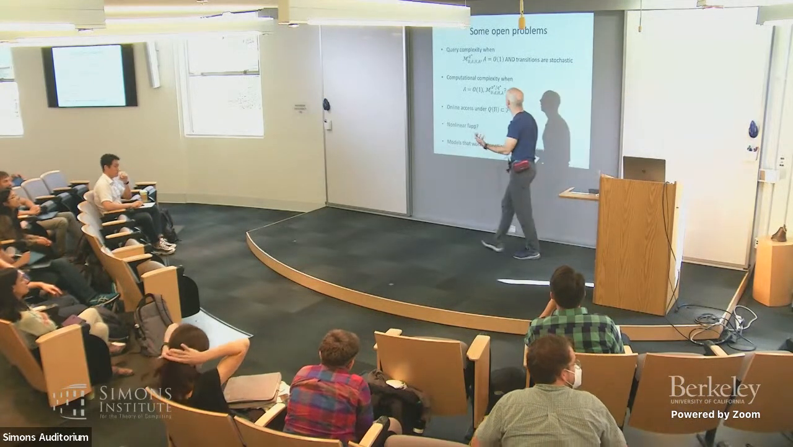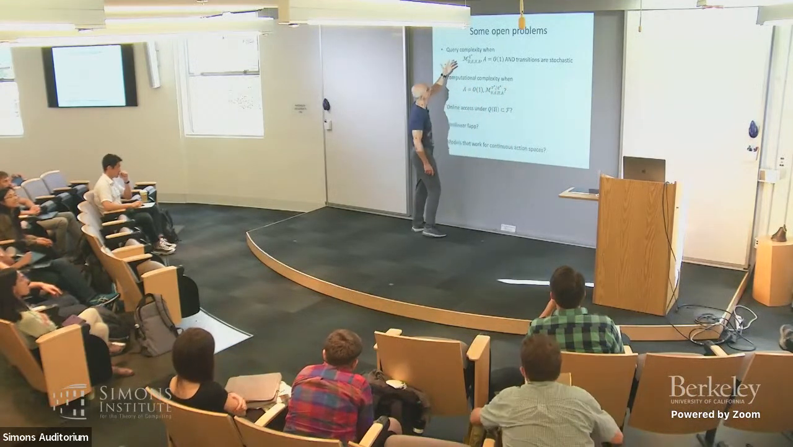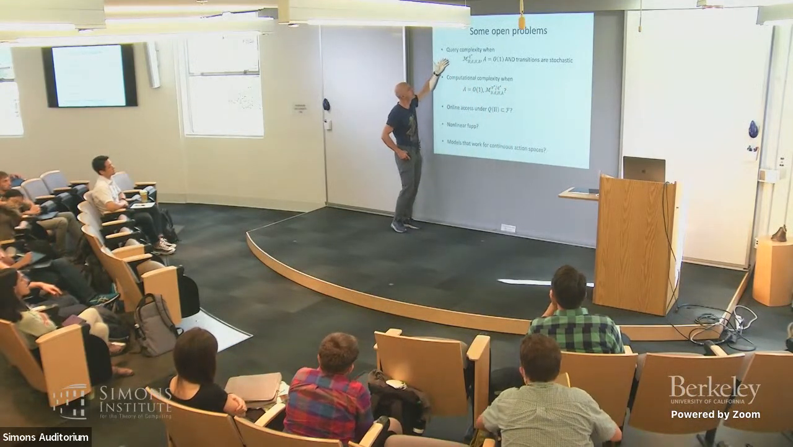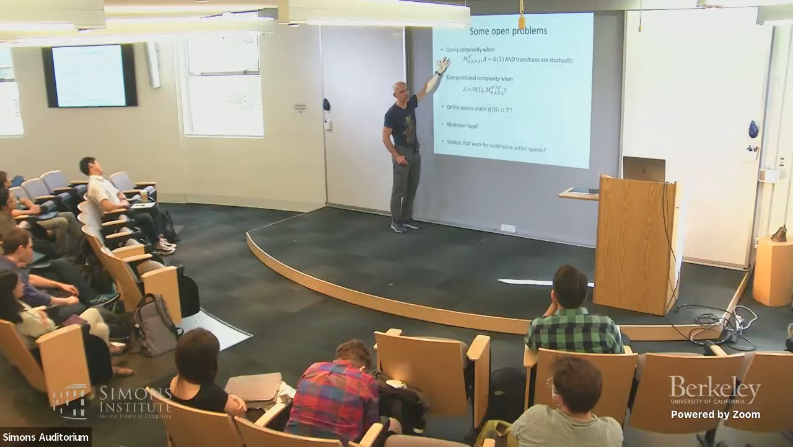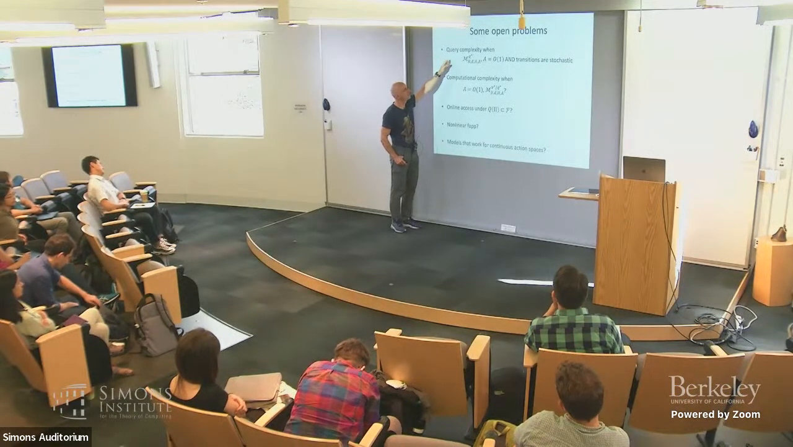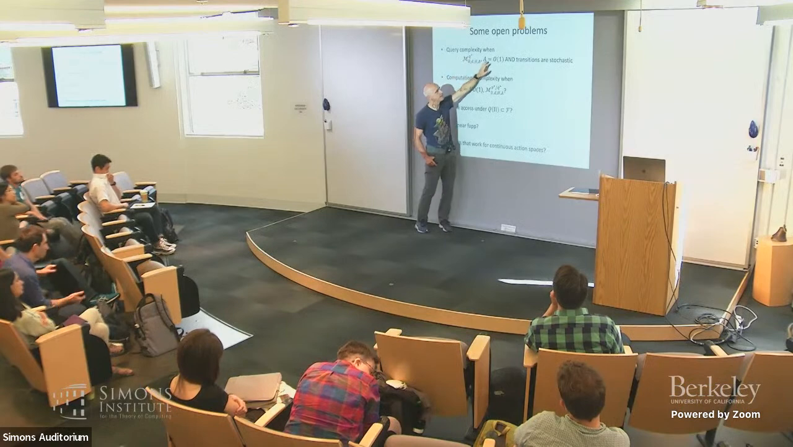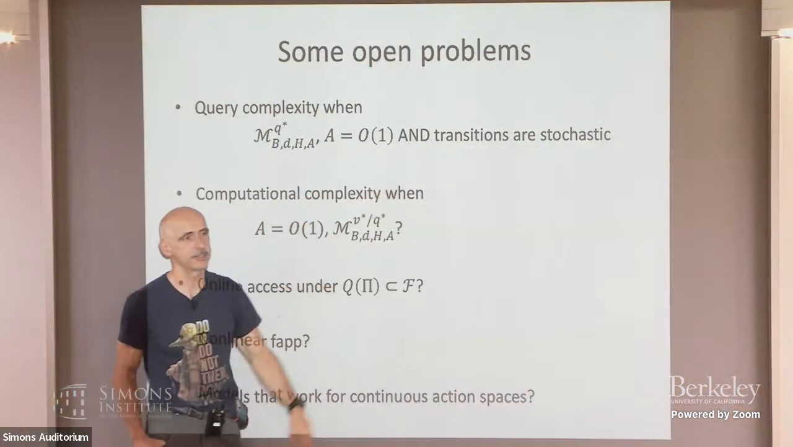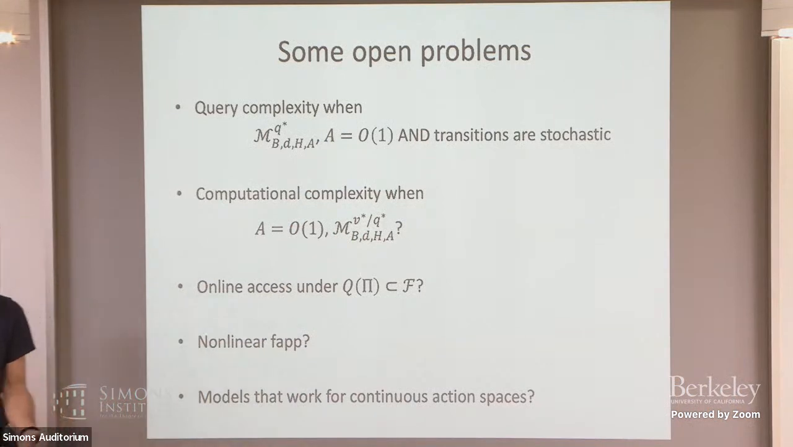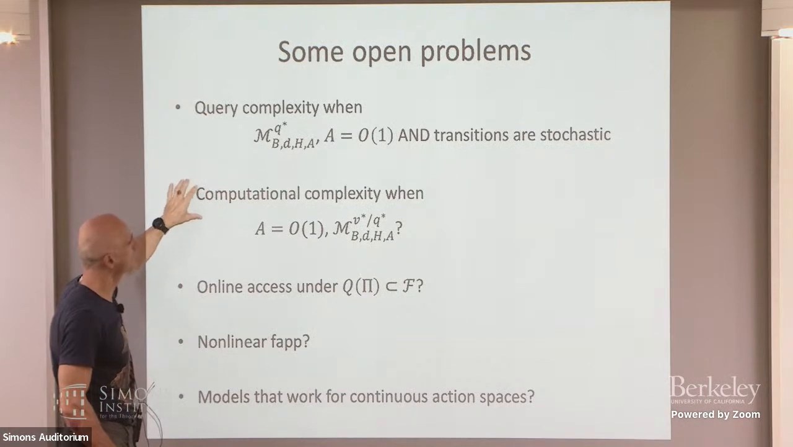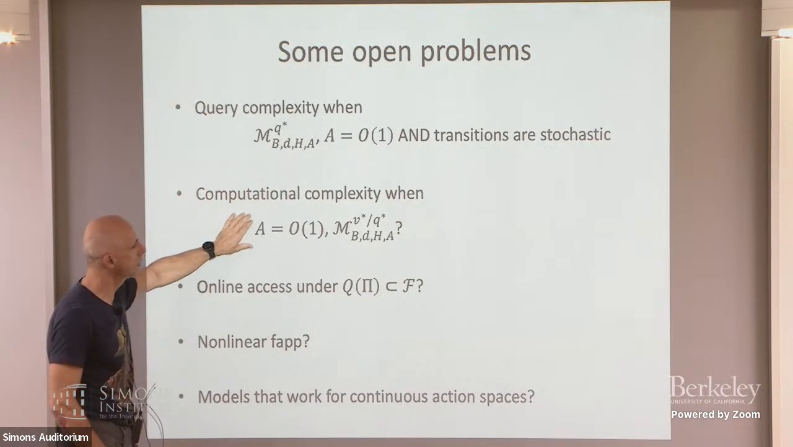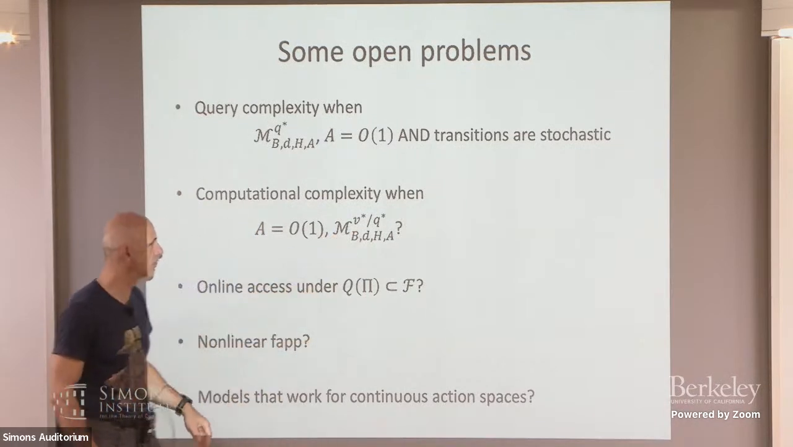Given everything that was built up, it's very easy to state them. We don't know whether the query complexity can be kept polynomial when you have Q star realizability and a constant number of actions and the transitions are stochastic. We only know a positive answer for deterministic transitions. For stochastic transitions, we have no idea. It's very intriguing. The next one is what is the computational complexity when you have a constant number of actions and you have V star, Q star realizability globally.